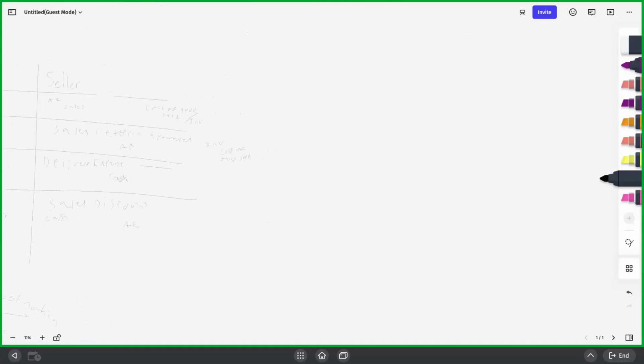So those are all the journal entries. And the reason why we keep sales pure is because we want to figure out our gross profit, which is net sales minus cost of goods sold. And our net sales is split up into three things: our sales, returns and allowances, and our sales discount.